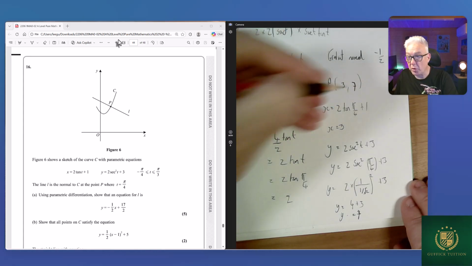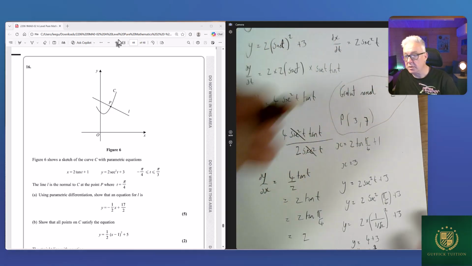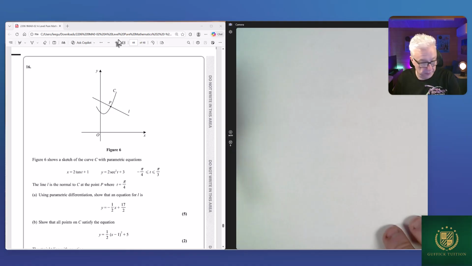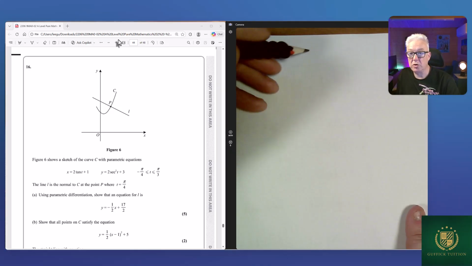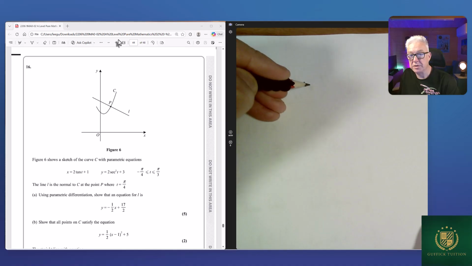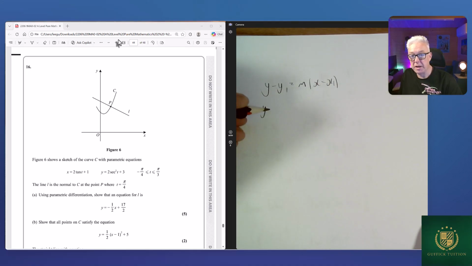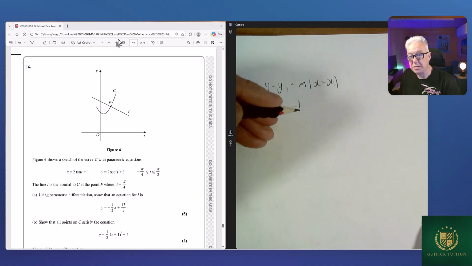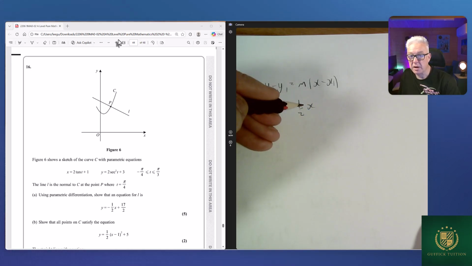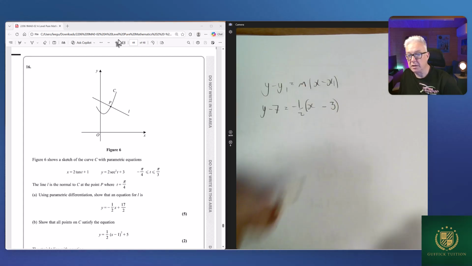So we've now got the point and we've got our gradient. So we've got everything that we need to find the equation of our normal. So finding the equation of the normal then, let's have a look. We've got y minus y1 is equal to m times x minus x1. Y is 7, the gradient is minus a half, and our value of x is 3, like so.